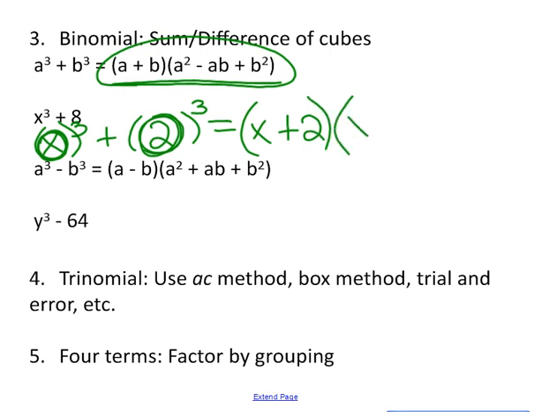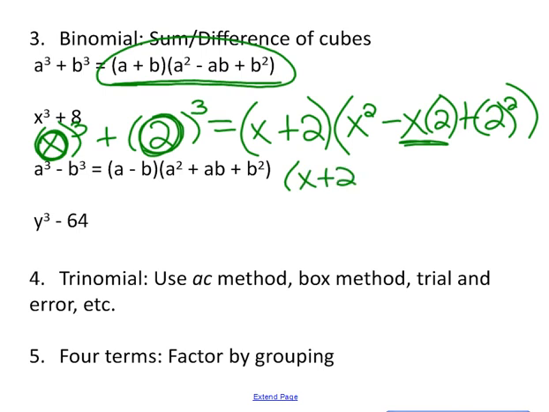My a was x, my b is 2. It's not a lot of simplifying, but you do have to simplify. Normally we don't write that as x times 2, we write that as 2x. So final answer: x plus 2, x squared, negative 2x, and 2 squared, which is 2 times 2, which is plus 4.